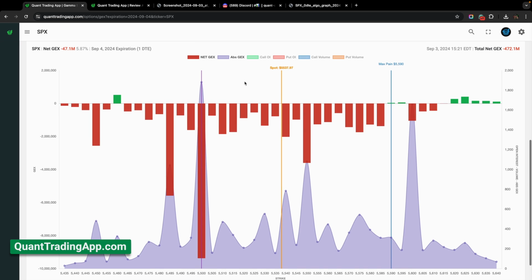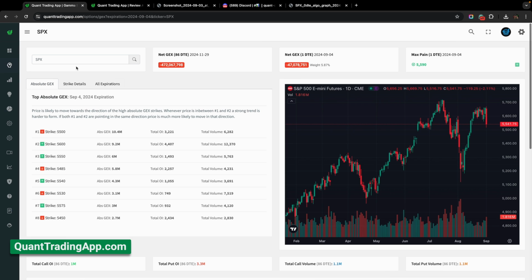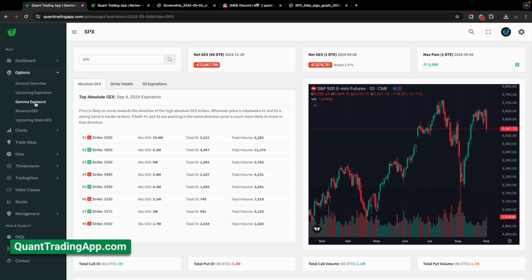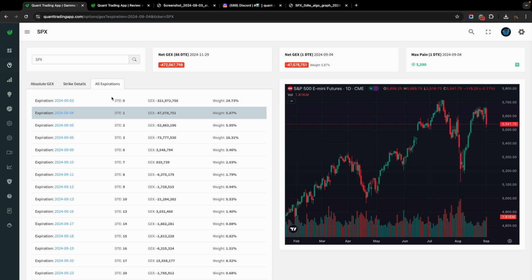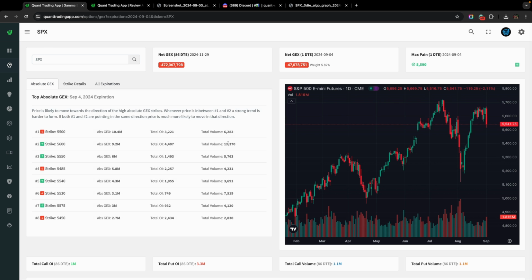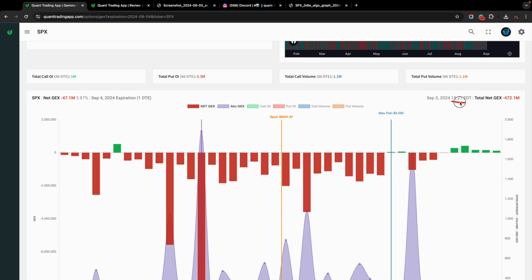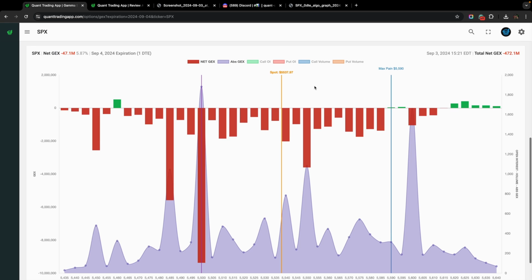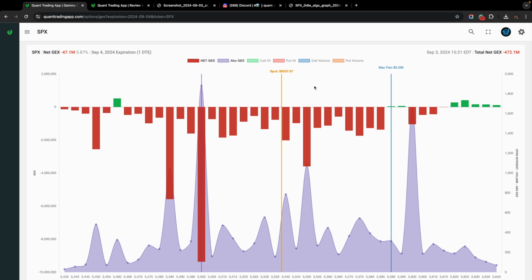This is that gamma exposure profile here from the Quant Trading App website. I'm just under the gamma exposure tab. You can adjust your date, so you just click here and you can choose your expiration. So this page was left open. As we can see right here, this is about 39 minutes or so before the market closes. I'm looking at this, which is something I would encourage if you're planning on taking a swing trade.